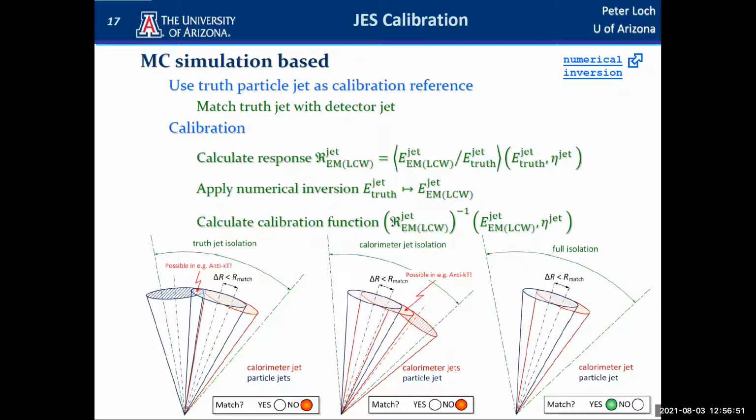Then we apply a little trick, which is called numerical inversion. I have a few extra slides at the end of this. I really don't have time to go through this. They try to explain what happens in numerical inversion, just to show that the response function stays more or less a Gaussian. And then from this, you get the calibration function by inverting this response. The matching criteria are sketched at the bottom of the slide. There are basically isolation requirements for the truth and for the detector jet, and only very clean matches are used to calibrate the jets.